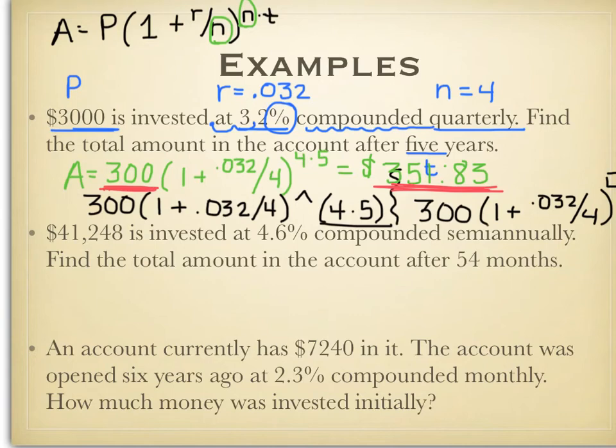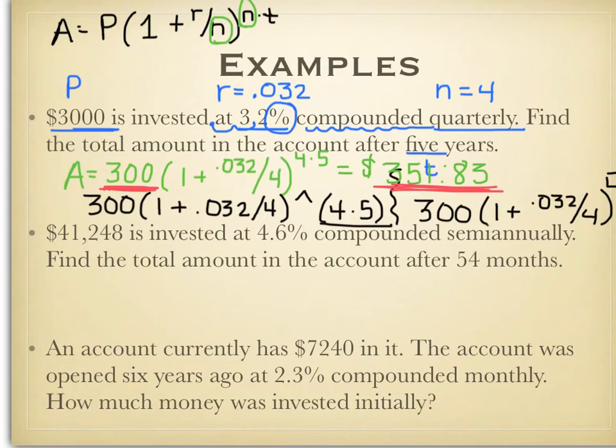So 351 is pretty reasonable from 300. An extra $50 in interest. But again, it should be reasonable. It should be bigger, but not so big that it's out of the ordinary.